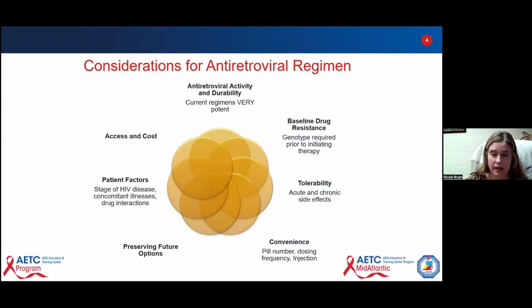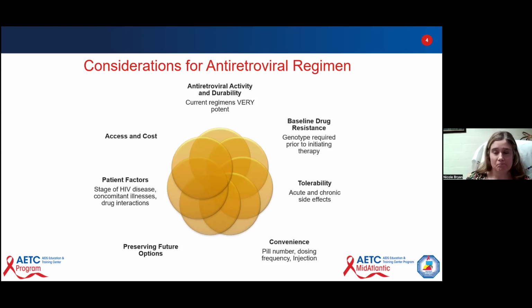So some of the considerations that we have: one of them is really, is it effective and is it going to be durable? Can we get patients' viral load suppressed on this medication, and can we keep it suppressed for very, very long periods of time? We're talking decades. Somebody might be diagnosed with HIV in their 20s, and we need to keep them on some type of treatment till their 60s or 70s. It's lifelong. So is it effective, and is that effect long lasting? And the answer with today's regimens is yes.